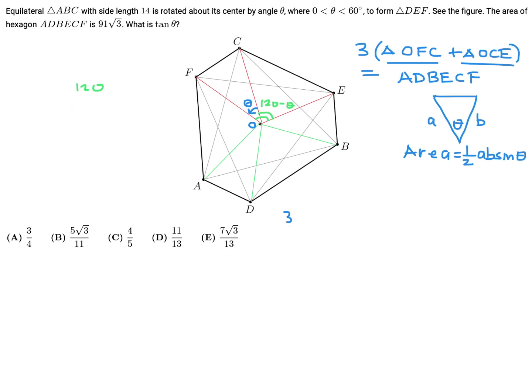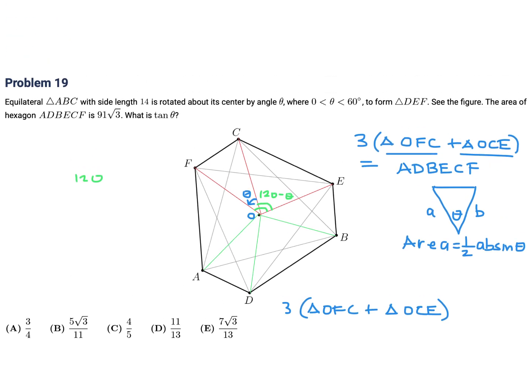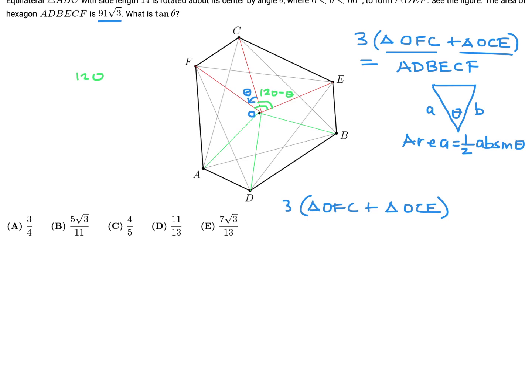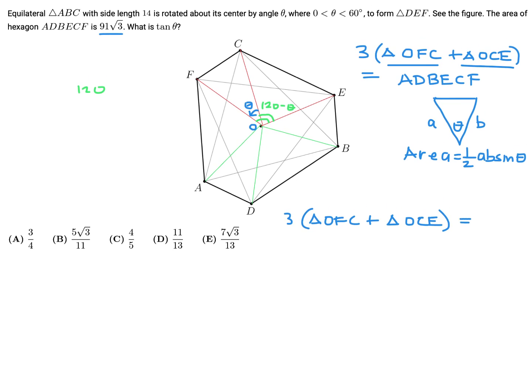So 3 times the area of OFC plus the area of OCE is going to be equal to, and they gave me the total, right? 91 root 3. So that's very helpful. So 91 root 3. Okay, so here we go.